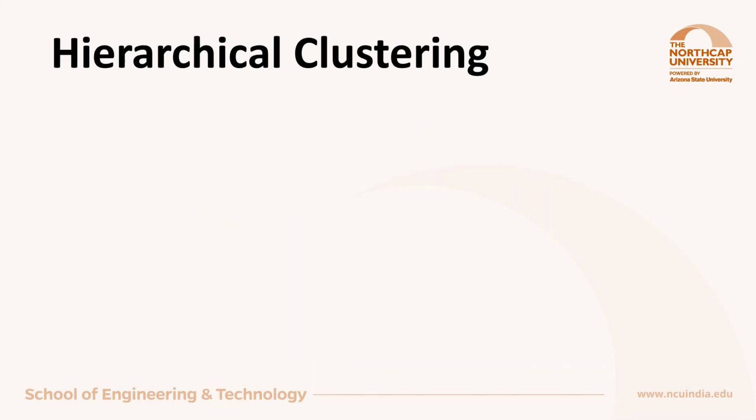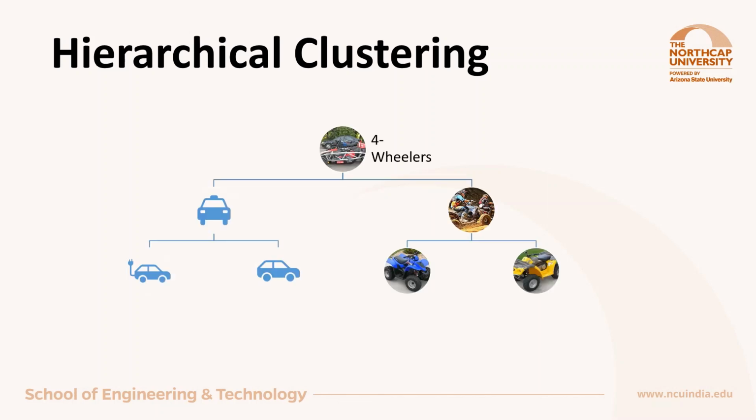Now what is hierarchical clustering? It is basically a type of clustering technique that divides the dataset into several clusters. For example, we have a set of four-wheelers wherein some cars are there, some quad bikes are there. We can divide these four-wheelers into two categories, let's say cars and quad bikes, and these cars can further be segregated into electric ones and non-electric ones, whereas these quad bikes can be categorized as two-seater or one-seater quad bikes.